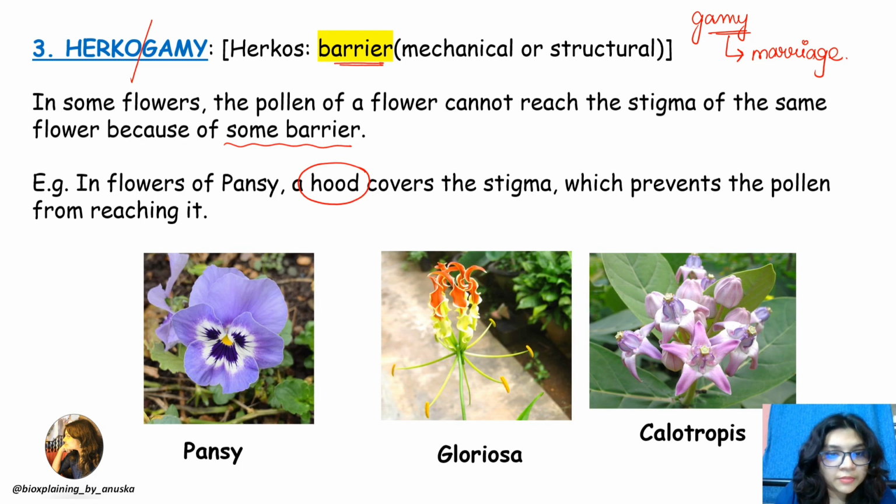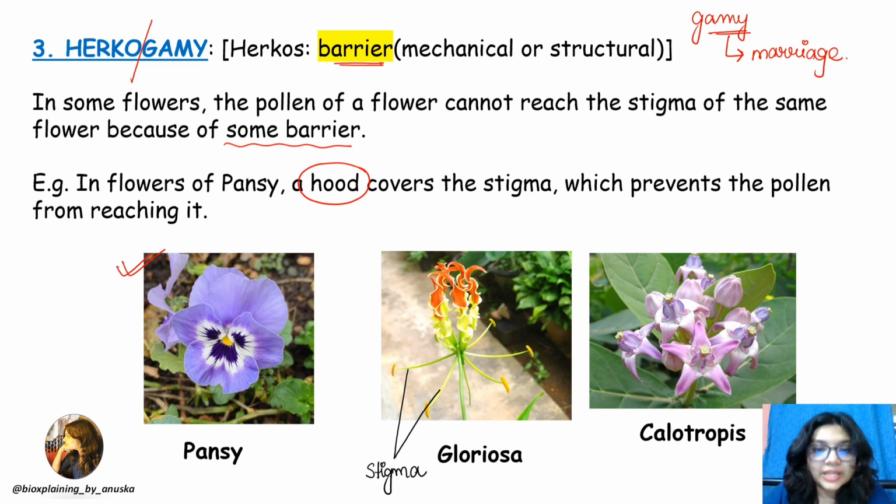You can see in the image here. See, in pansy, there's a certain hood which is present that is covering the stigma so that its own pollen cannot come and fertilize it. Same thing happens in case of gloriosa. In case of gloriosa, these are the stigma, these things. These are the stigma of the gloriosa.